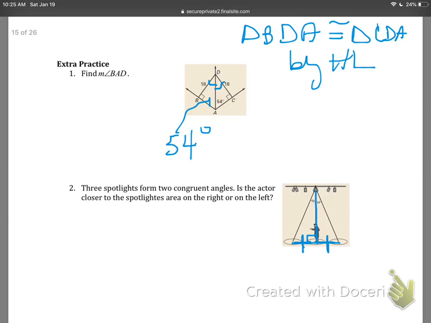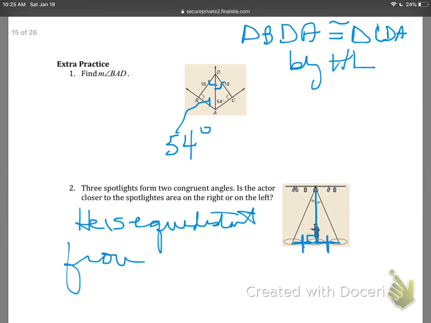So it says, is the actor closer to the spotlight's area on the right or on the left? And the answer is he is equidistant from both spotlights. So he's not closer to either of them. All right? And we have one more practice problem, and then we're done with the notes for this section. So let's do that on the next page.